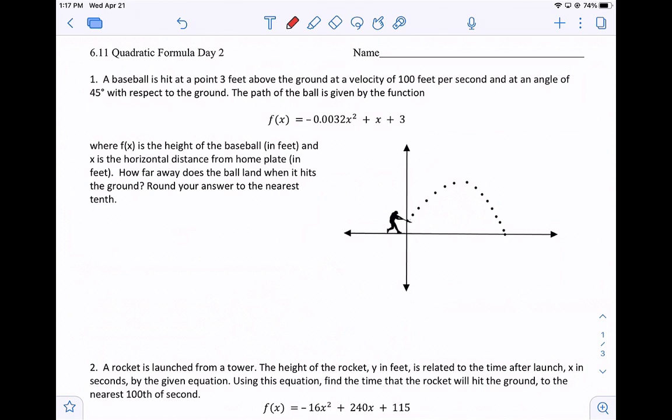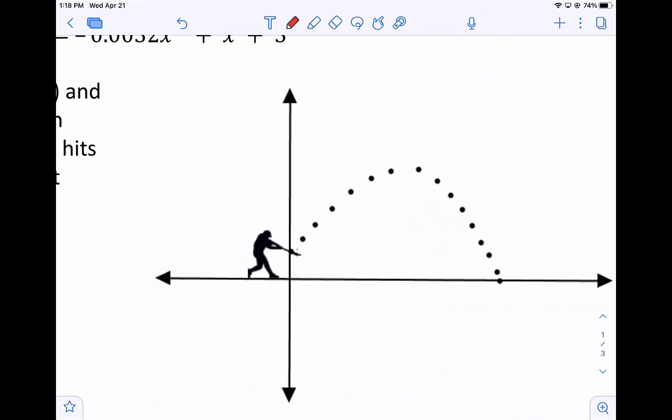In this problem the baseball is hit at a point 3 feet above the ground at a velocity of 100 feet per second at an angle of 45 degrees with respect to the ground. The path of the ball is given by this quadratic function, negative 0.0032x squared plus x plus 3. So you can see a picture of this situation. Here's the batter hitting the ball at a point 3 feet above the ground. The ball is going to go up, and then it's going to eventually land on the ground right here.